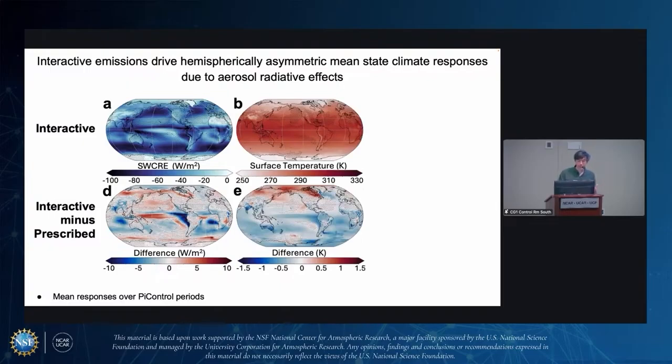Spatially coinciding with these differences are temperature differences, since they directly depend on radiation. And we see, again, that across the southern hemisphere and the Atlantic Ocean, there is lower surface temperature with interactive emissions, regionally by up to 1 degree less than prescribed. And near the Arctic and northern land masses, we see a rise in surface temperatures.